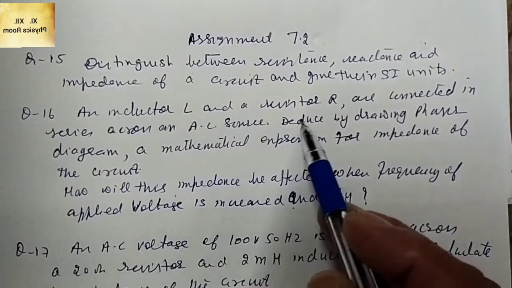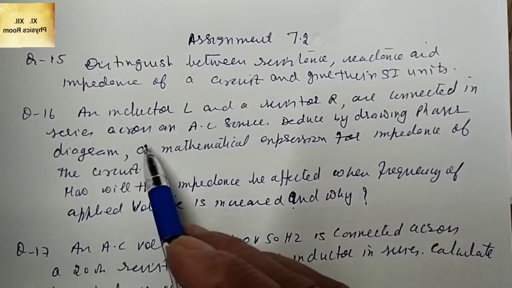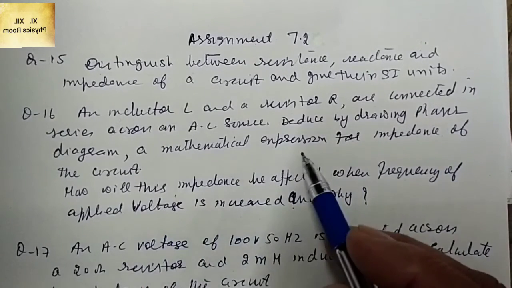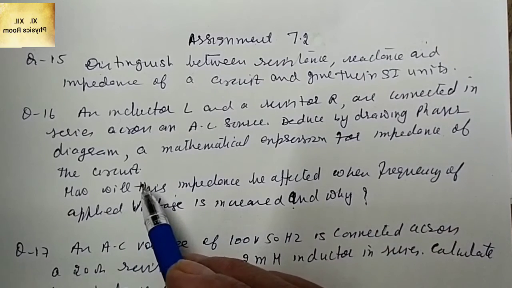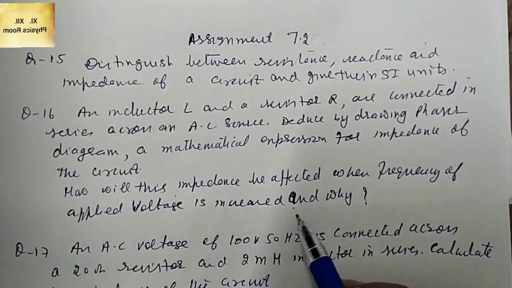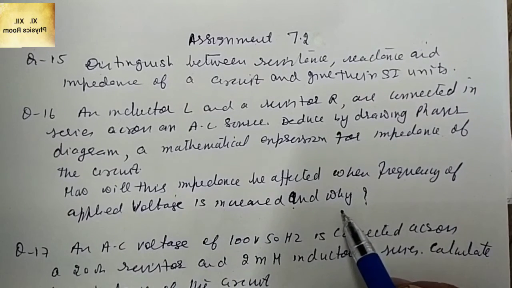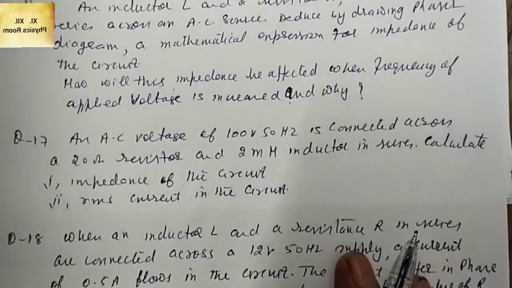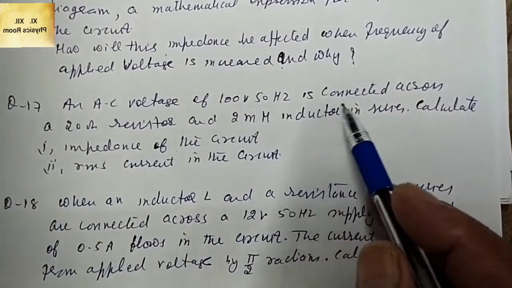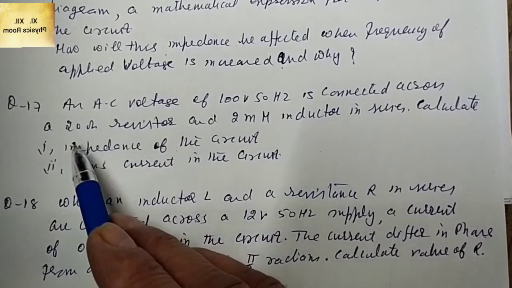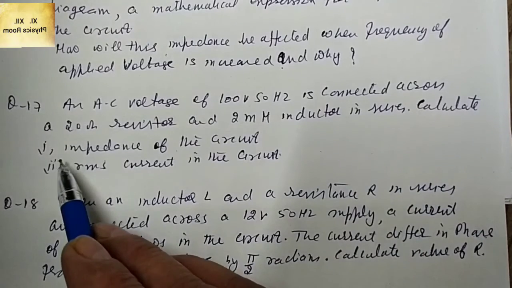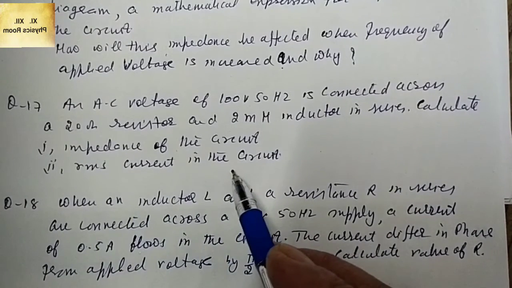Question number 16. An inductor L and a resistance R are connected in series across an AC source. Deduce, by drawing a phasor diagram, a mathematical expression for the impedance of the circuit. How will this impedance be affected when the frequency of the applied voltage is increased, and why? Question number 17. An AC voltage of 100 volt, 50 Hz is connected across a 20 ohm resistor and 2 millihenry inductor in series. Calculate number 1, the impedance of the circuit, number 2, the RMS current in the circuit.